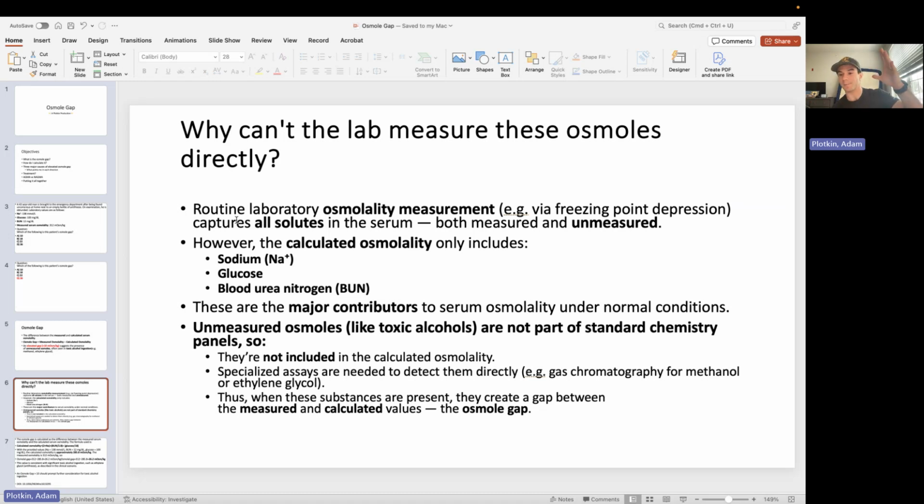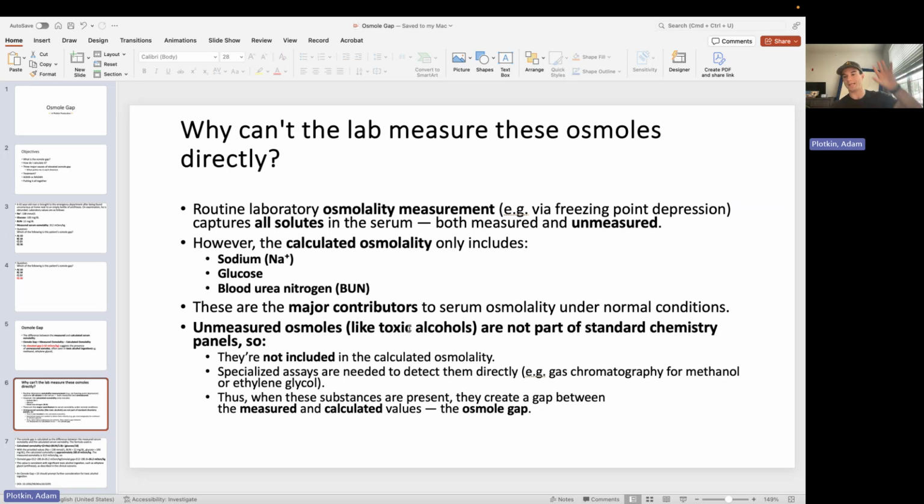So if the lab picks up on it, and me as a smart medical student or the smart attending physician one day, if we're able to calculate the serum osmolality and we say, hey, there's a difference of greater than 10 in what I calculated and what the lab did, we should think about one of these toxic alcohol ingestions. The unmeasured osmoles are not part of the standard chemistry. Unless we order it directly, like tell the lab, hey, we want you to get an ethylene glycol level on this patient, they're not going to order it. They're just going to tell you their straight up serum osmolality.